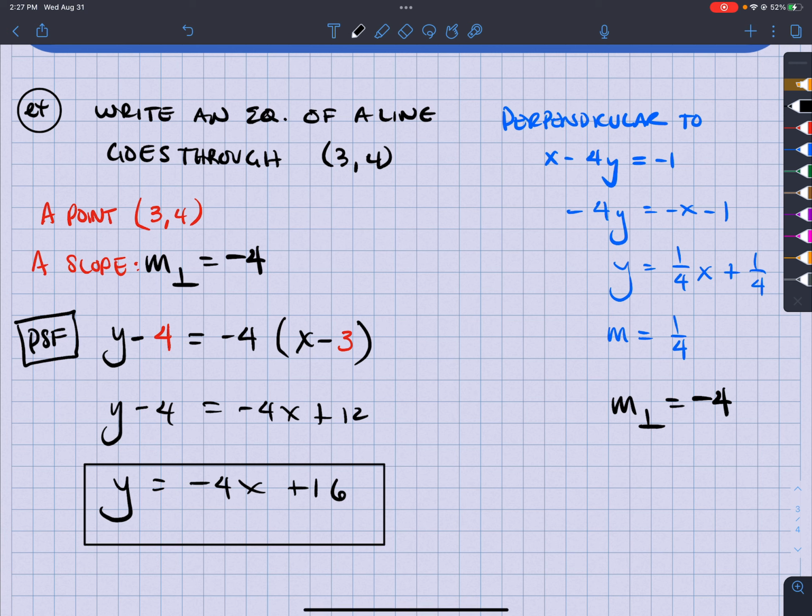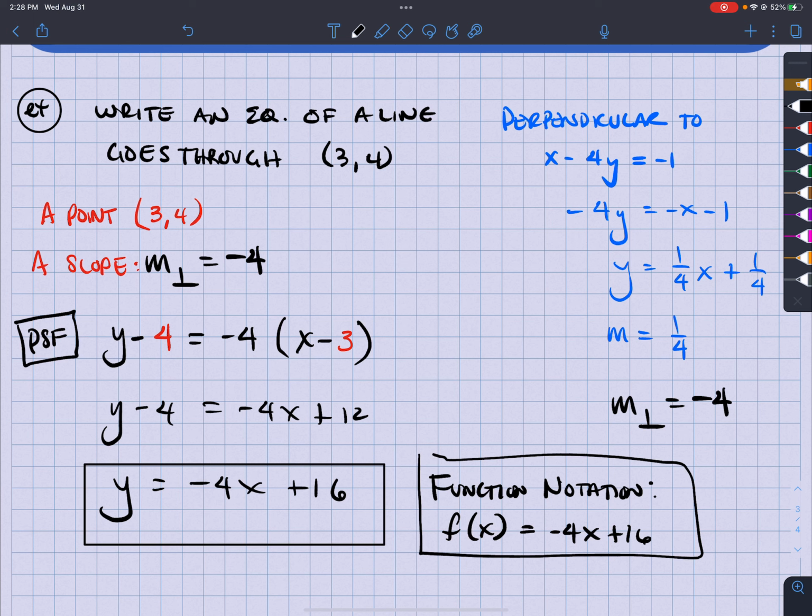And if I wanted this in function notation, then it would be f of x is equal to -4x plus 16. There you go. And don't forget that this form right here would be it if it was asking for point slope form.